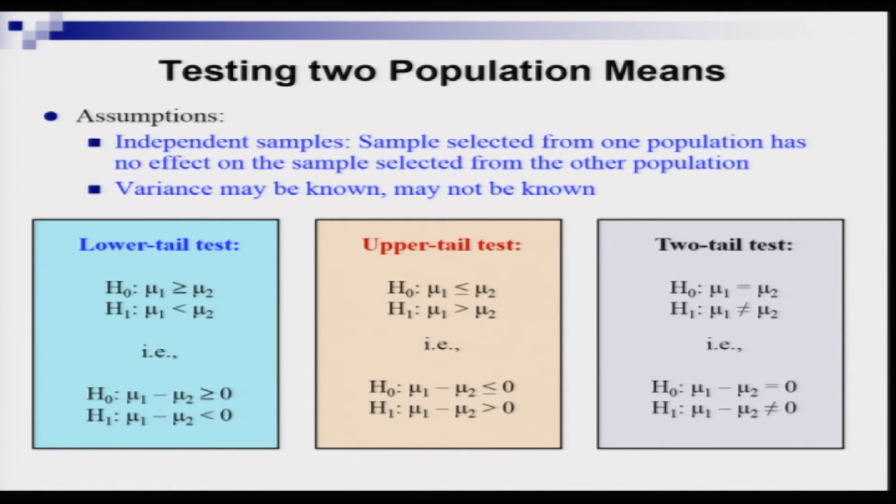So, here we have to make two assumptions, and these are the assumptions. We have to assume that the sample selected from one population has no effect on the sample selected from the other population. So, that means that the samples are completely independent. Now, the second assumption says that the variance of the population may be known or may not be known.